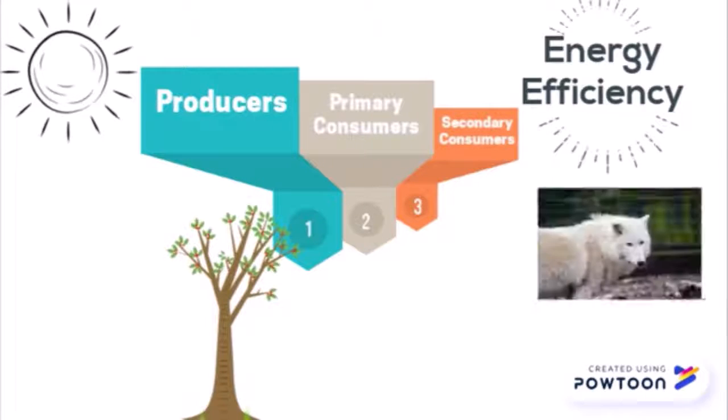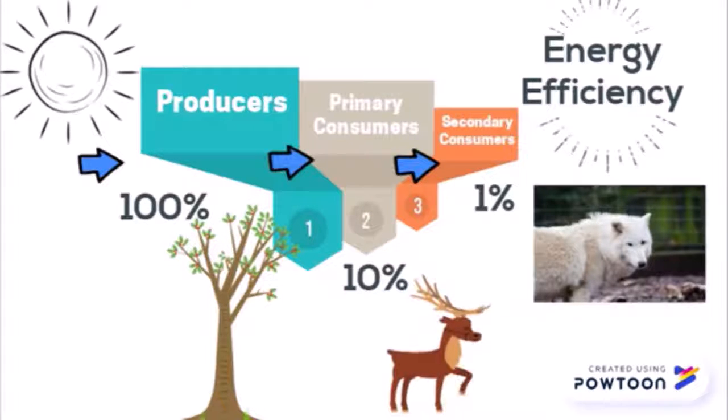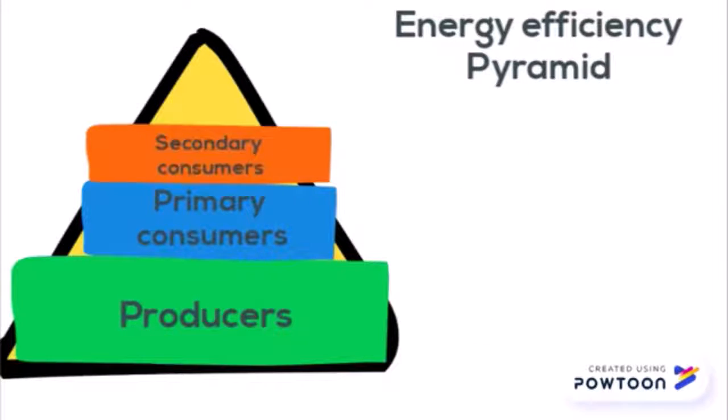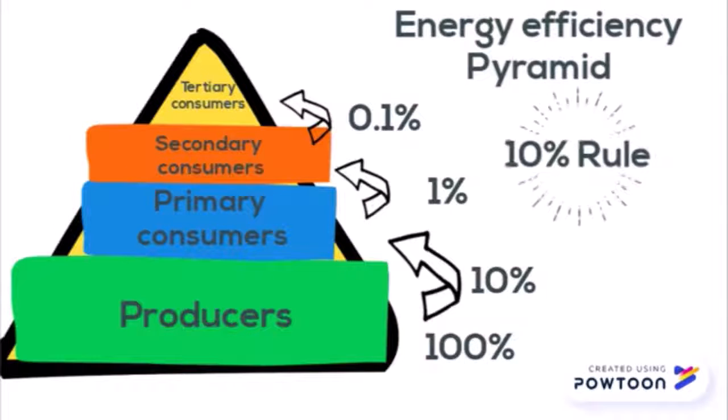The sun transfers approximately 100% of its energy to producers, but because nothing is ever 100% efficient, producers only transfer 10% of the energy absorbed from the sun to primary consumers. Because of this, only a certain amount of species can survive at each trophic level. An energy efficiency pyramid can help illustrate the amount of energy available in each trophic level. Scientists use the 10% rule, which allows them to explain how the amount of energy decreases as it is transferred from each trophic level. Because of this, fewer organisms can survive at higher trophic levels.